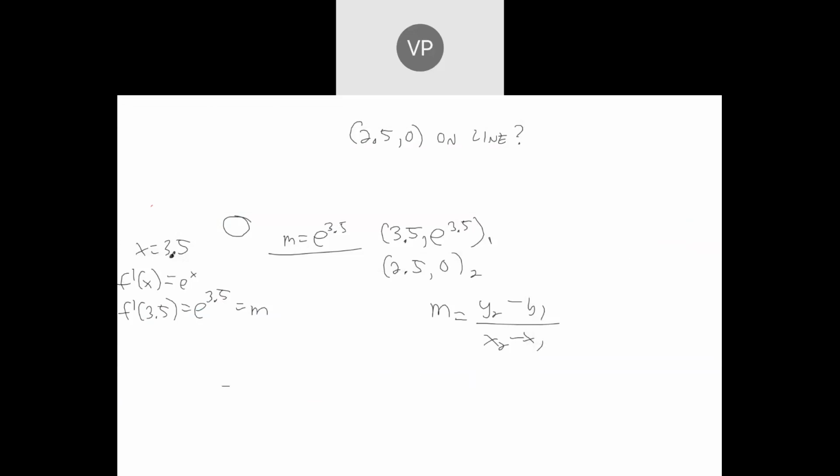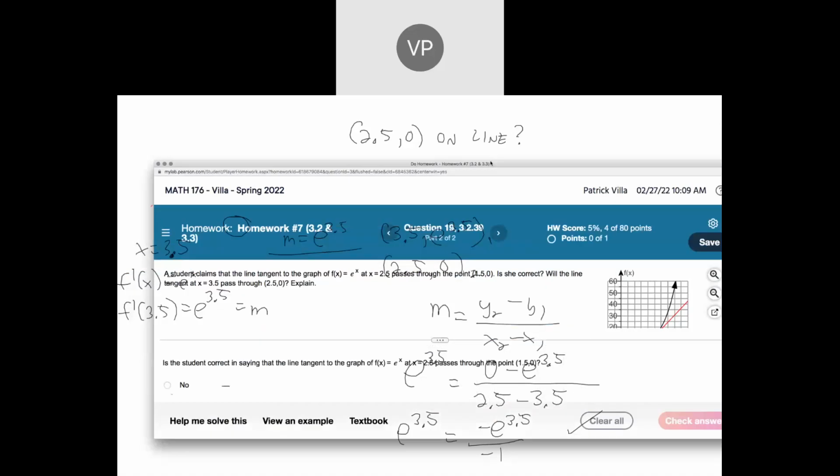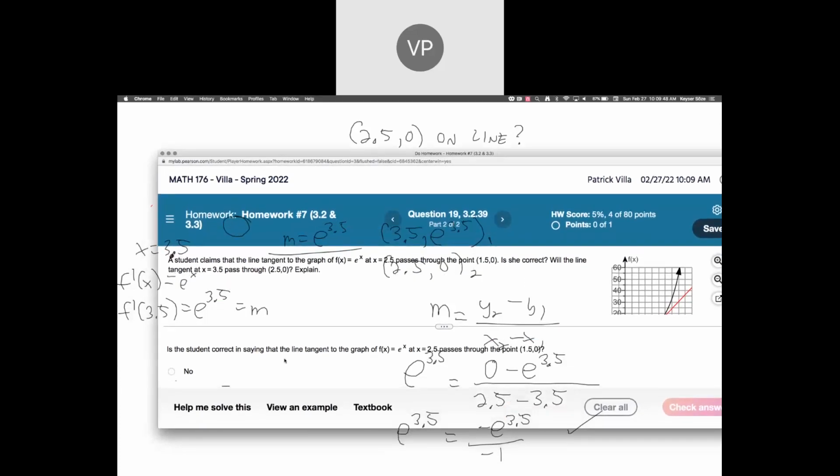So we know we have the slope, which is e to the 3.5. We have y2, which is 0, minus y1, which is e to the 3.5. On the bottom, we have 2.5 minus 3.5. And you might see where this is going. If not, I'll keep doing this. On top, we have negative e to the 3.5. On the bottom, we get negative 1. And sure enough, those negatives cancel, and we get e to the 3.5. Therefore, I'll just plug this in and verify that that looks good as well.